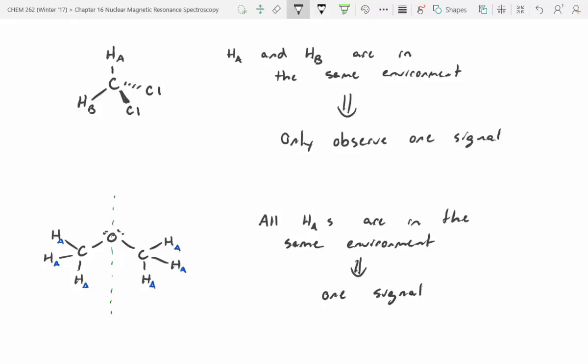All right, what about the carbons here? Are the carbons equivalent? Yeah, exactly. Because of symmetry, the left carbon is the same as the right carbon. If we were to look at this using carbon NMR, we would again only see one signal because there's only one type of carbon in this molecule.